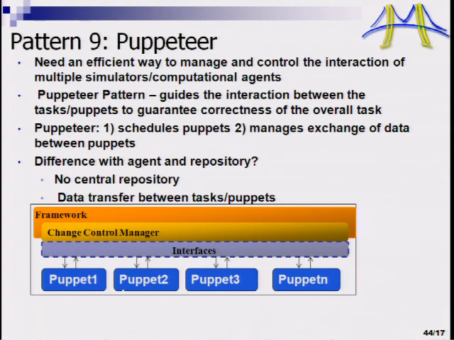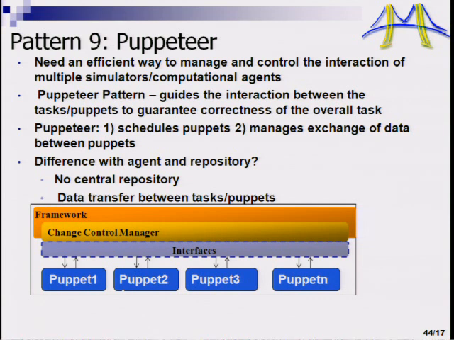So you have puppets here, which are doing particular computations, and you need to manage control of the interactions of these multiple computational or simulation agents, okay? And the puppeteer pattern guides this interaction to guarantee the correctness of the overall result. So the agents do whatever the agents do, and then the puppeteer basically has two responsibilities. One is to schedule them, what puppets go at what time, and the other is to transfer data back and forth between them.